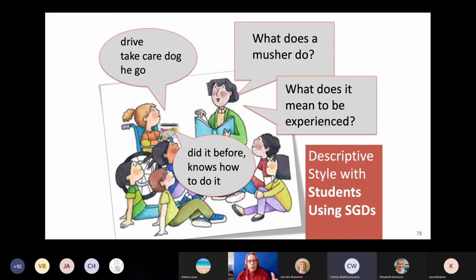But when you turn to Susie, who's sitting there with her device, I want you to ask her specifically a descriptive question. Like, what does a musher do? Do you remember in our conversation, and I modeled, what did the musher do? And now she can go to the words she already has in her device to give you an answer that reflects what she actually learned in this lesson.